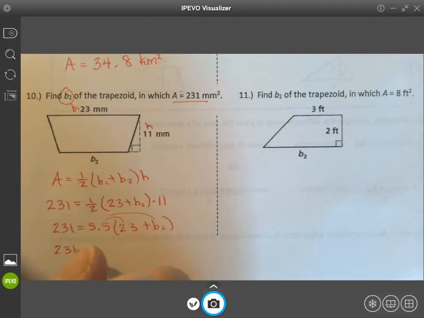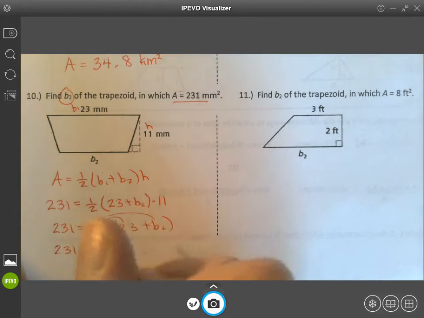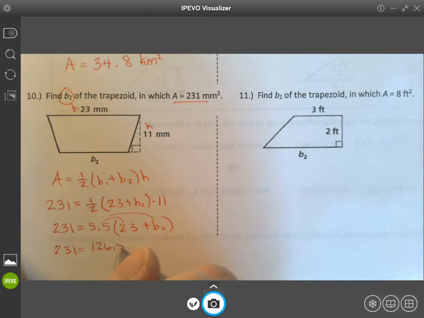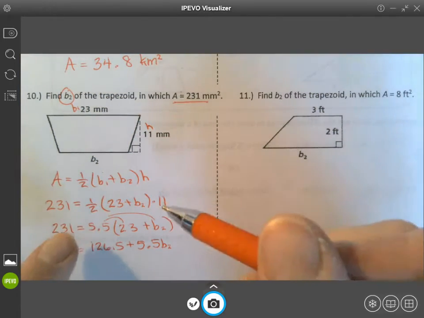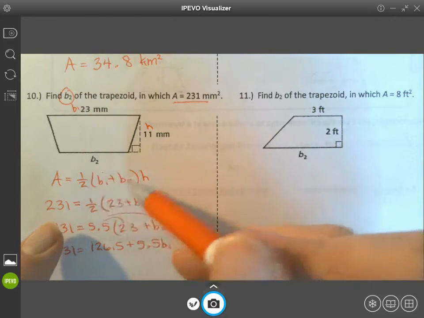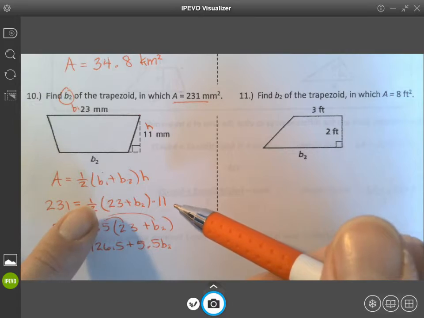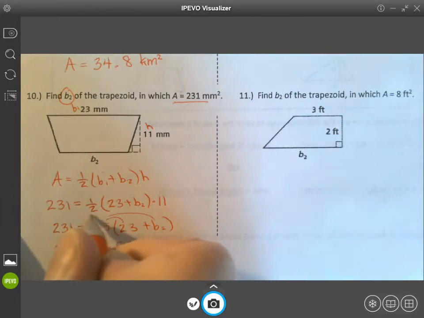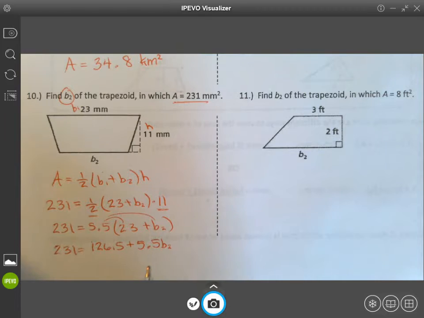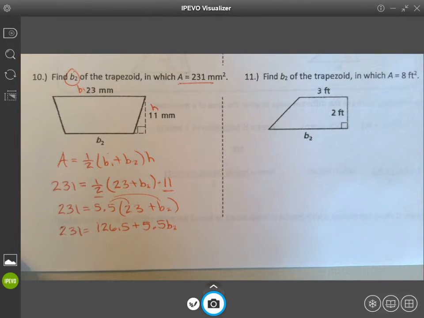So 231 equals 126.5 plus 5.5 times the base, or B2. So that's my only downfall. I like writing this way because I like to think about how I'm averaging the bases and multiplying by the height, base times height. But it does give me these two numbers on the outside. So I put those together. Okay. And now we need to solve. So what would I do first to get B2 by itself? Get rid of the 126.5 or the 5.5? 126. Okay, so subtract that from both sides.